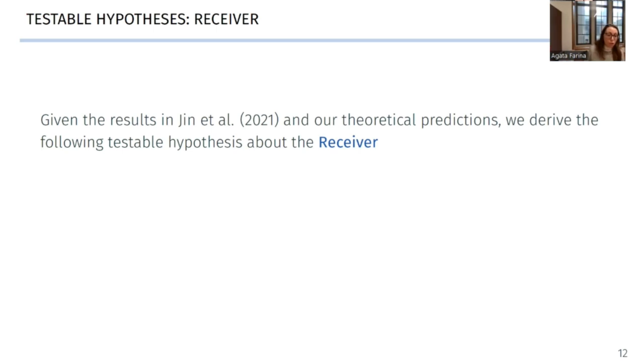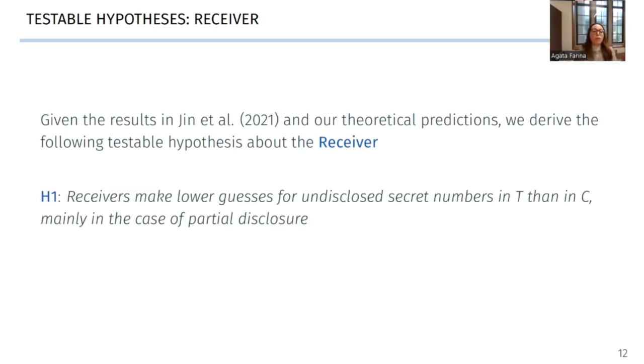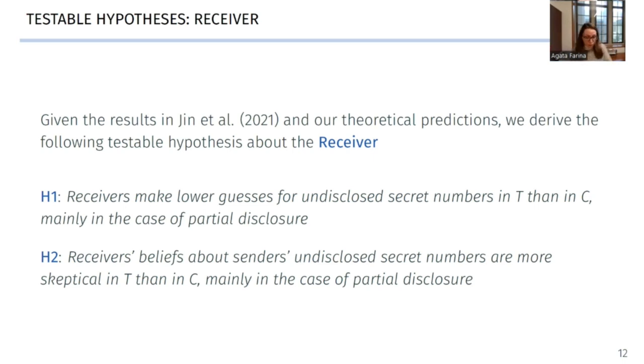Similarly, we derive two main testable hypotheses about the receiver. First, we conjecture that in their behavior, receivers will be more pessimistic in the treatment than in the control, meaning that they will make lower guesses for undisclosed information when two secret numbers are available. And we conjecture that this will be mainly the case when there is partial disclosure. The second hypothesis about the receiver is again related to the receiver's belief. And we conjecture that the belief about senders' secret numbers when they are not disclosed will become more skeptical in the treatment than in the control, and that this will be true mainly in the case of partial disclosure.